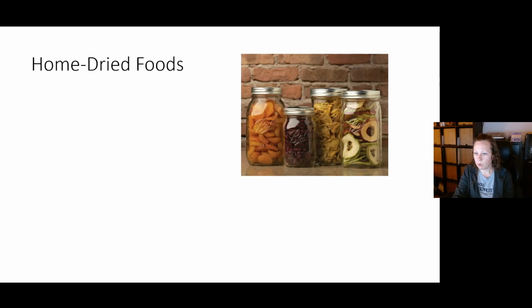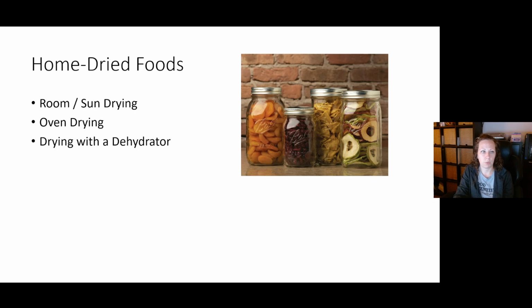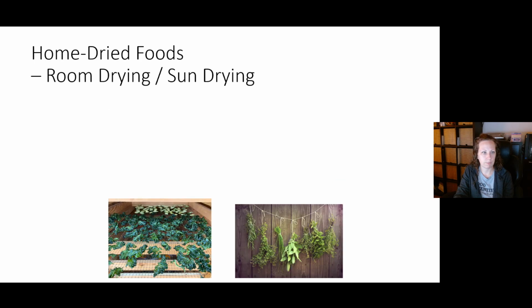Okay, so now let's switch gears to home dried foods, and how you would dehydrate things at home. There are 3 methods that you could potentially use at home. One is room or sun drying. The second is oven drying. And the third would be using a dehydrator that is made for that purpose.